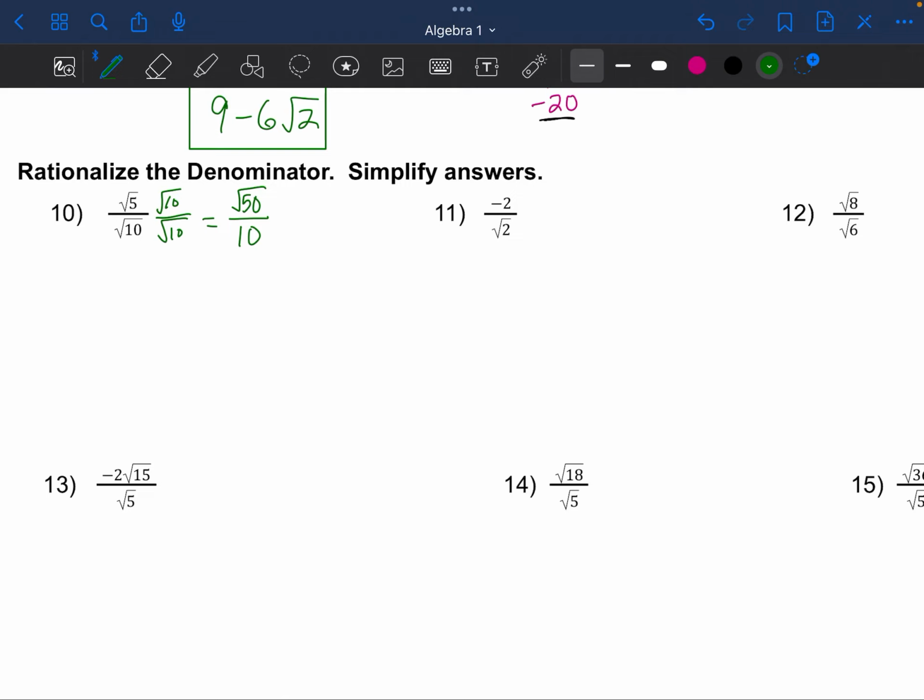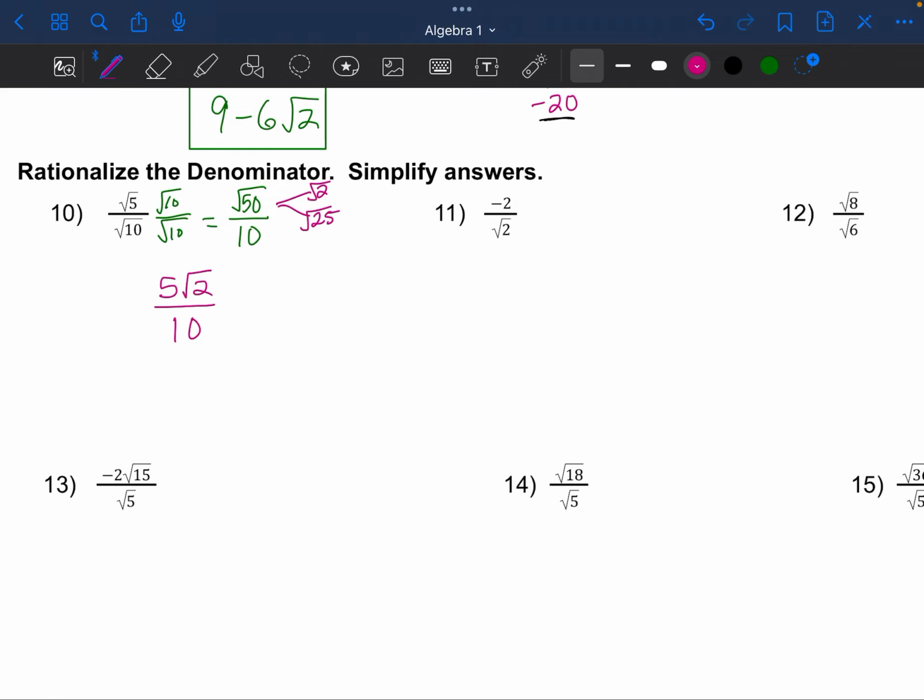Don't stop. Make sure you simplify if you can. 50. Remember, anytime you see 25, 50, 75, quarters. Takes 2 quarters to make 50. Square root, square root. All right, well, square root of 25 is 5. Square root of 2 is left over. And you're left with 10 on the bottom.